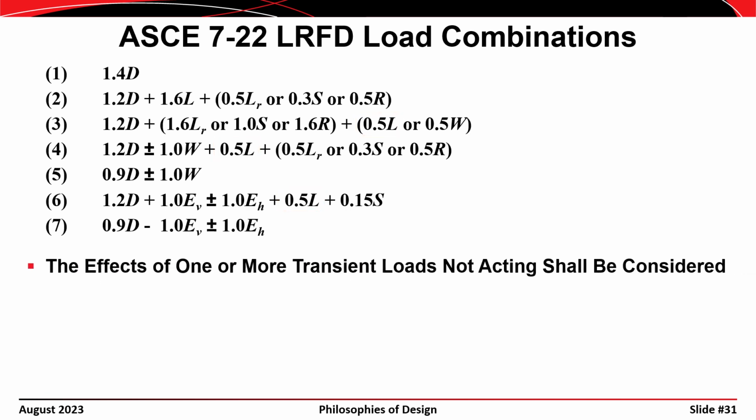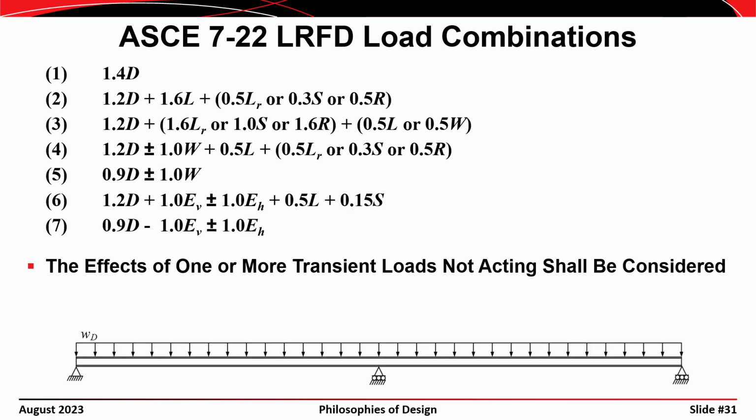We also have to consider the possibility that in some cases it can be more critical if one or more of the transient loads or environmental loads aren't acting on the structure. Let's take this 2-span beam for example. We have a uniformly distributed dead load, and that's going to lead to the case where we have positive moment near the middle of each of the 2 spans and negative moment over the center support. Now suppose that we're designing for a live load that consists of 2 point loads acting in each of the 2 spans. If we have all 4 of those point loads acting on the beam, that would result in the maximum negative moment over the center support.